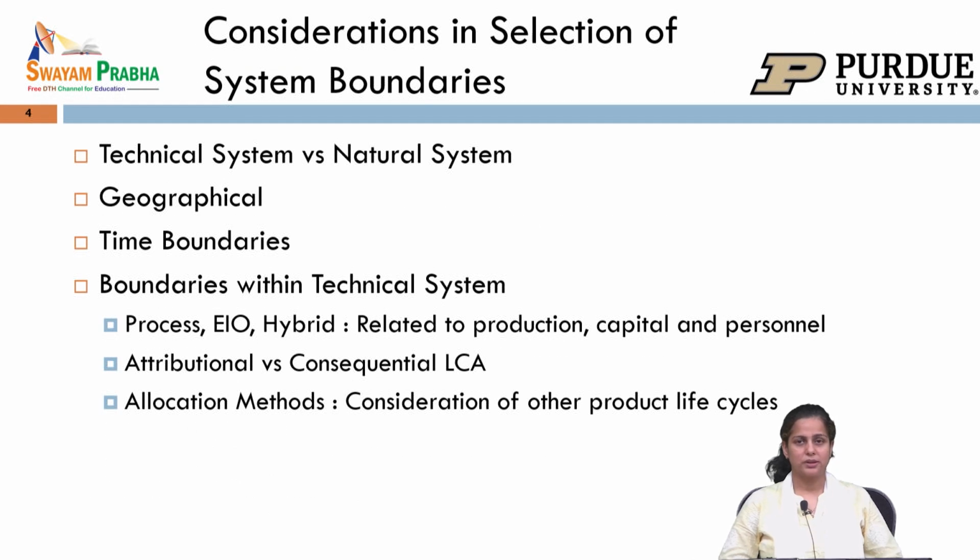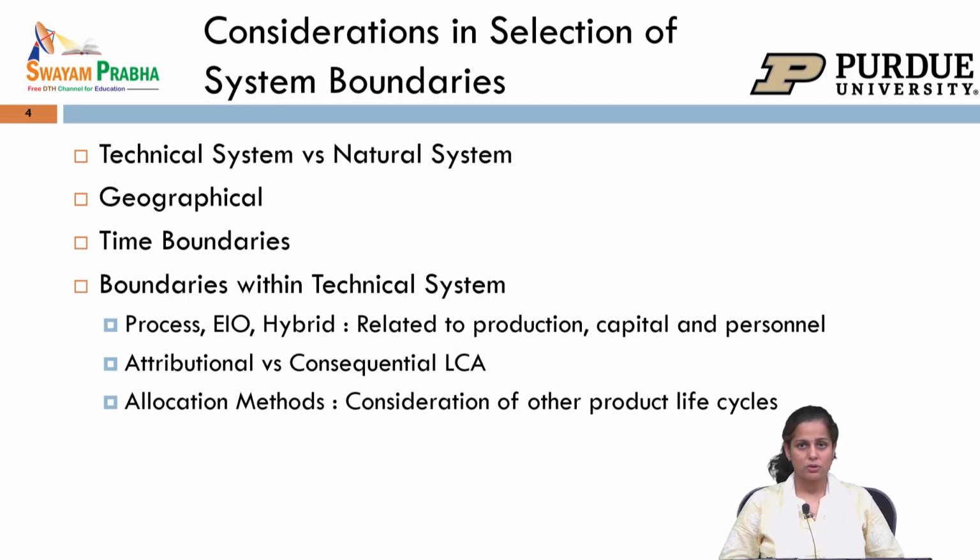Getting started with considerations in selection of system boundaries. There are four main things that we think about when we are thinking about the system boundaries in a LCA study. The first thing is technical system versus natural system. Second is the geographical boundary. Third is the time boundaries, where we are interested in the temporal scale. And then the fourth, which is very important, is boundaries within technical system.